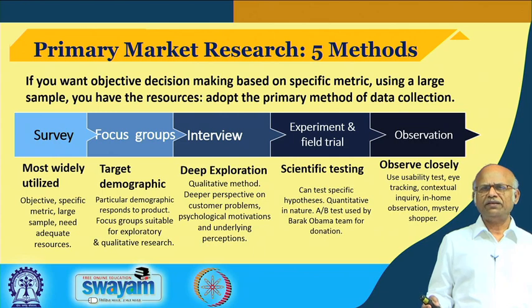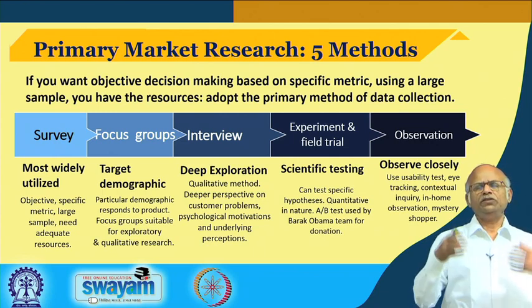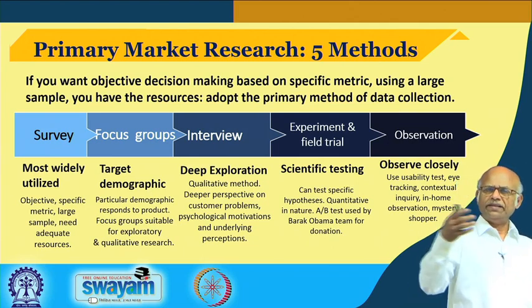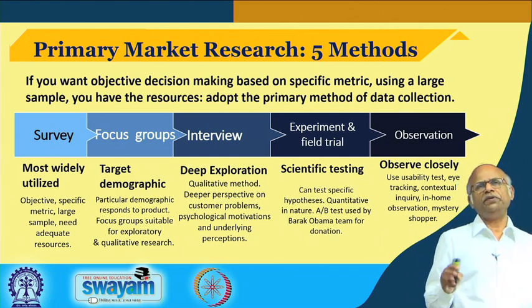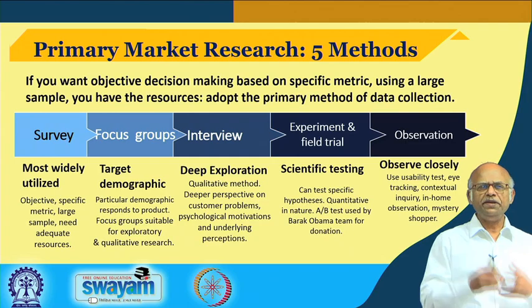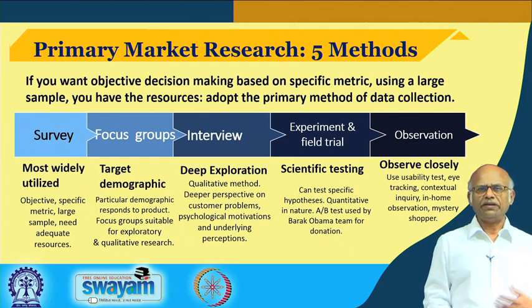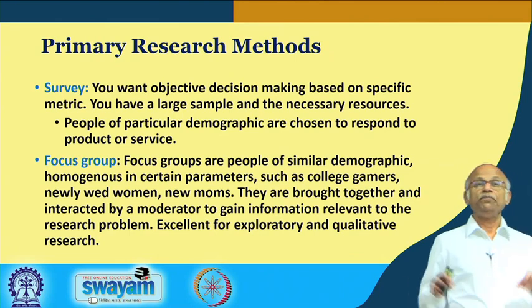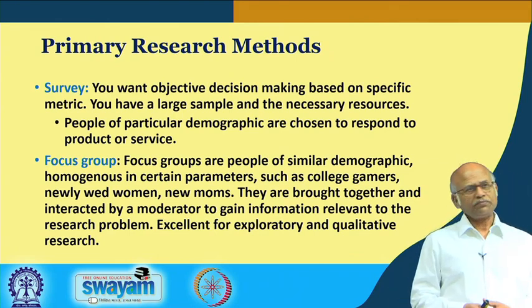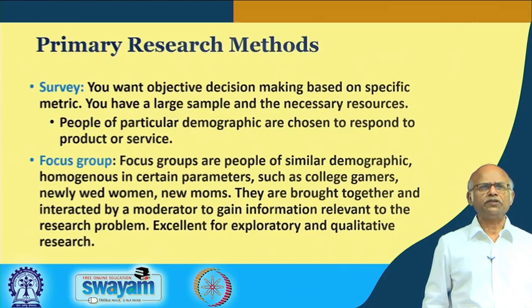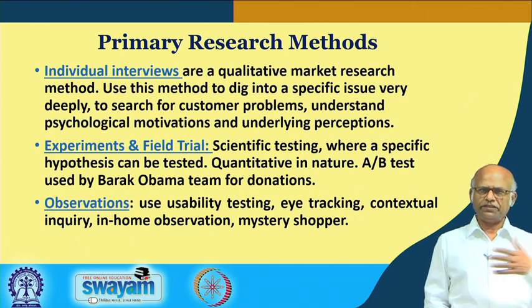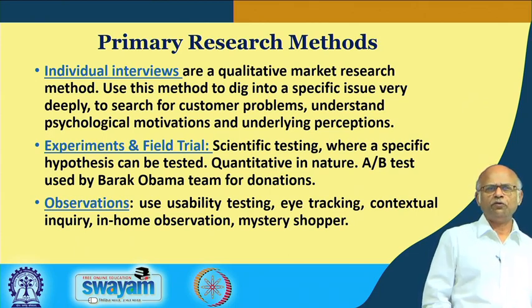Experiment and field trial, it's kind of test, you want to test your hypothesis. You give your prototype to somebody and then they use it, they give you feedback, or maybe you put something like an A/B test. We will move forward. Time is short, so we will move fast to the next slides. Survey and focus group, we have already discussed, we will not spend a lot of time on this. Individual interview is one-to-one. Experiment and field trial, A/B test, we have a wonderful example moving forward.